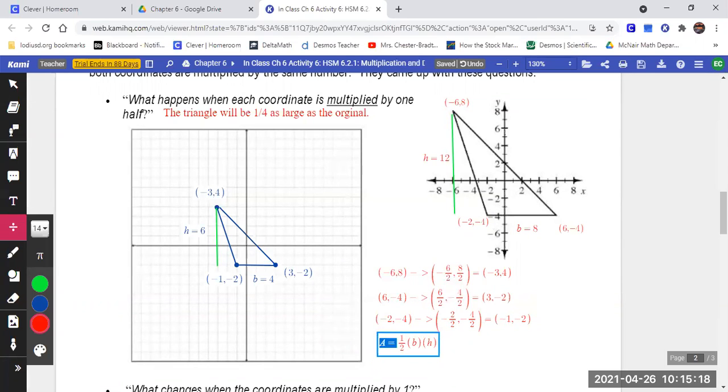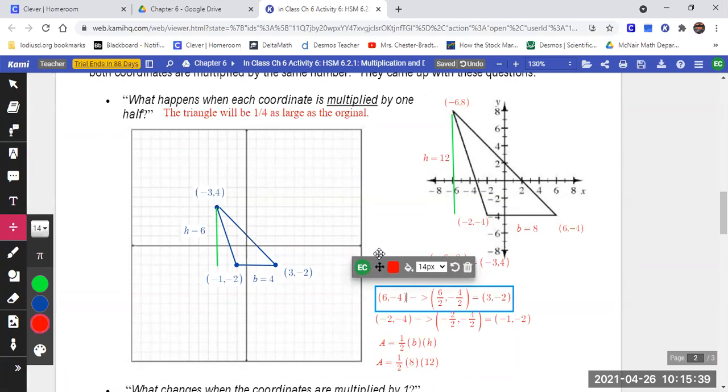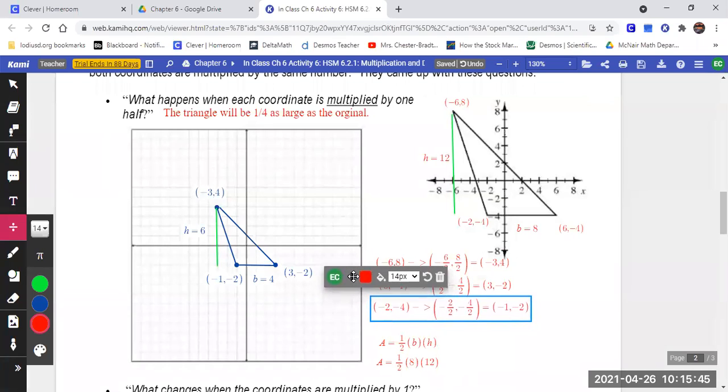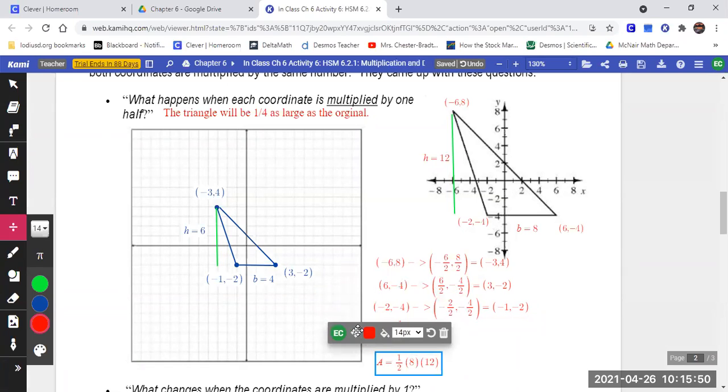For the red one, that's the original. My base number was 8. My height number was 12. It doesn't matter who I divide by 2, but only one of them will divide by 2. Only one of them gets the half. Does it matter which one we give the half to? No. I prefer to give the half to the bigger one to make it a smaller number, but it doesn't matter. What's half of 12?